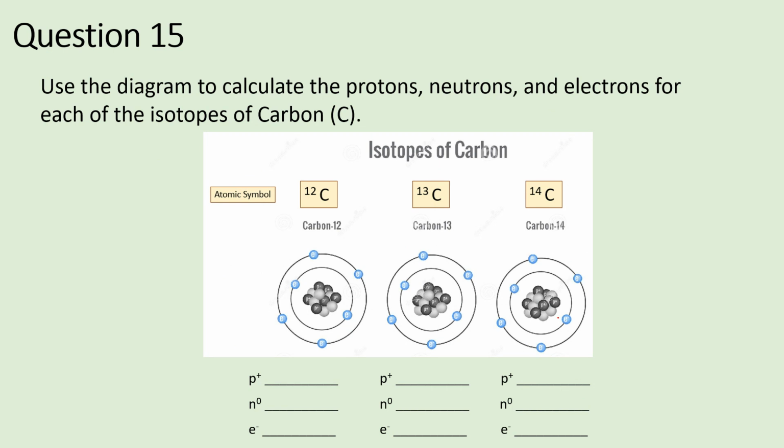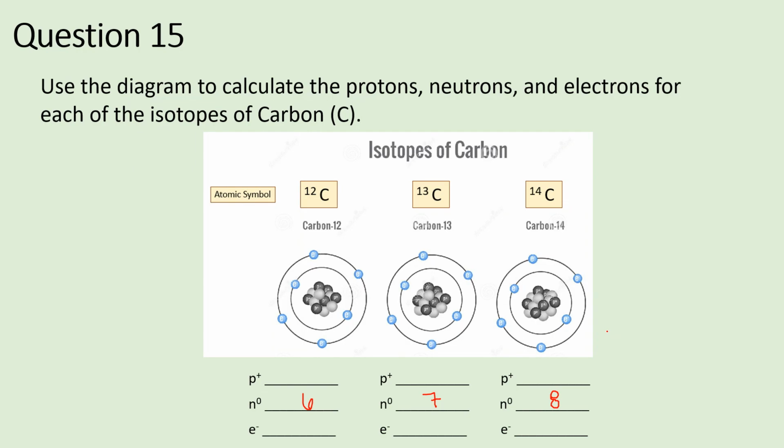The big takeaway was kind of what I just said. It was the neutron number. Everything else is going to be the same. So carbon-12 is going to have 6 neutrons, carbon-13 is going to have 7 neutrons, and carbon-14 is going to have 8 neutrons. These are all represented as isotopes of carbon.